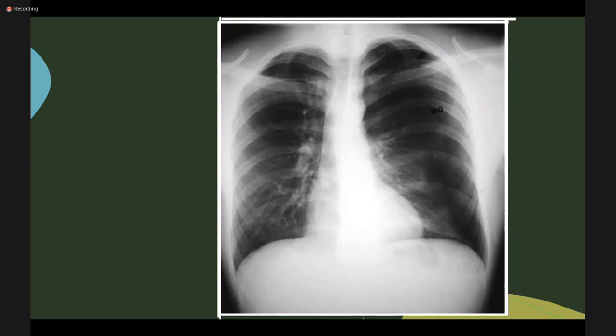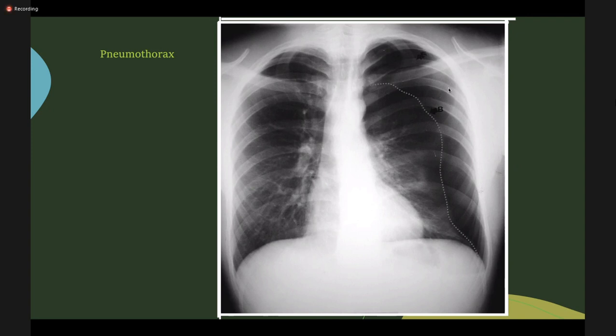Okay, now what do you see here? Now compare the lung fields. Look at it here. Compare the two sides. Heart is fine. I have no problem. But what is this? Can you see here? Pneumothorax. What is this pneumothorax? Water? No. Pneumo. Air. Pneumo. Pneumatic.